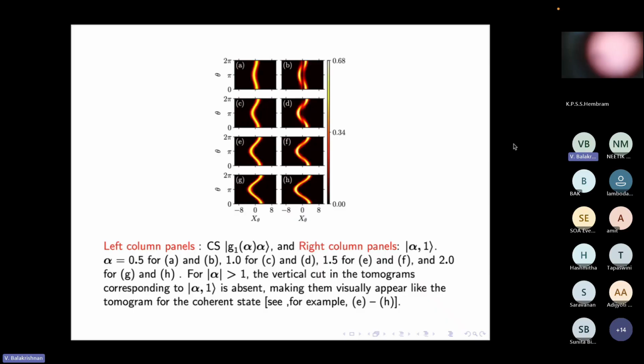So as you compare, for instance, G and H, G corresponds to the coherent state and H corresponds to the one photon added coherent state. G is an amplified coherent state and H is the one photon added coherent state. But you see the signature of that coherent state, which is a vertical cut, is missing. Then how do I know the difference between G and H? One is a coherent state, which is a classical state of light. The other is definitely a non-classical state of light. How do I know the difference? The difference can be easily seen by computing the variances straight from the tomogram.